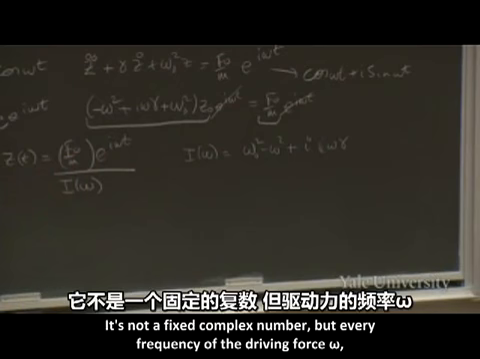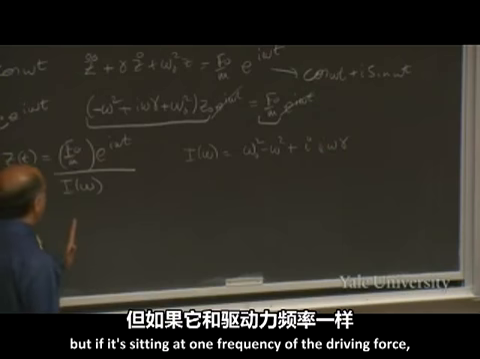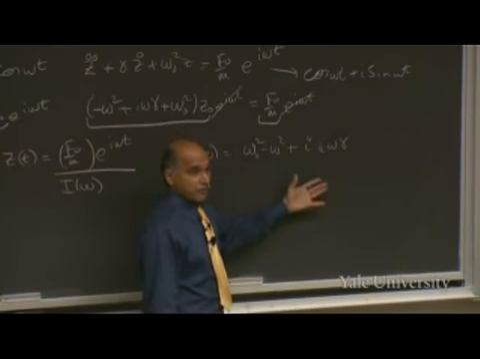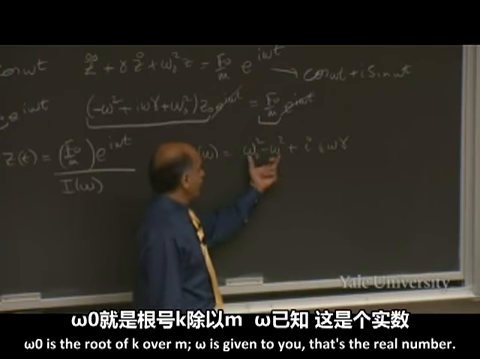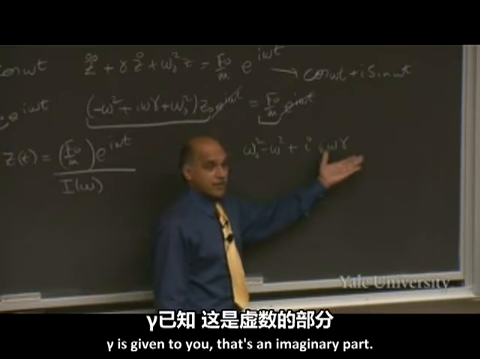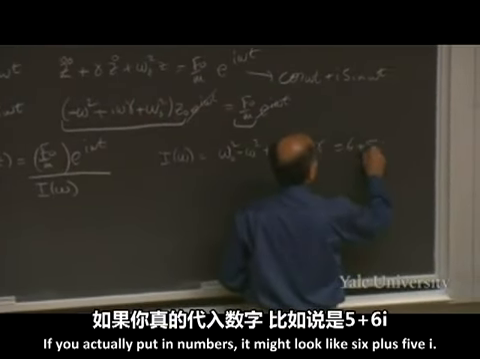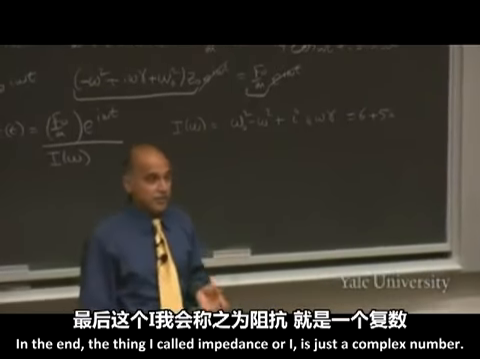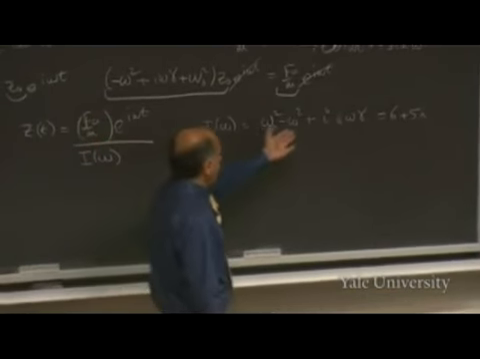It's not a fixed complex number. At every frequency of the driving force omega, it's a different complex number. But if you're sitting at one frequency of the driving force, it's a particular number. Everyone should know how to work it out. Omega naught is root of k over m. Omega is given to you. That's some real number. Gamma is given to you. That's an imaginary part. If you actually put in numbers, it might look like 6 plus 5i. In the end, the thing I call impedance, or I, is just a complex number. But it varies from frequency to frequency. You can see that.